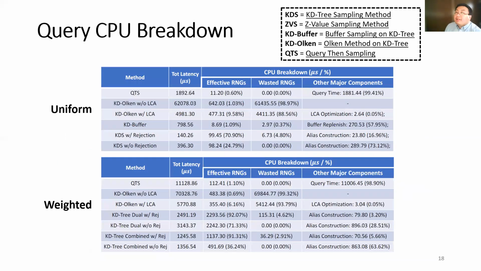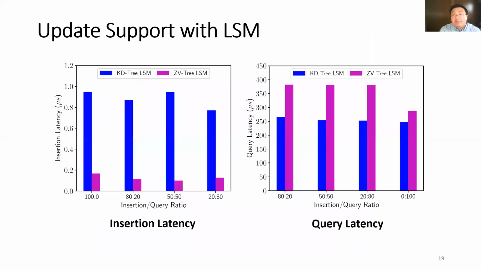We further look into what is actually happening, why our method is faster than others. We do the CPU breakdown, and we can see our methods, KDS with and without rejection and KD tree combined with and without rejection, spend most of the time in effective RNGs and also in alias construction. This indicates that we don't waste a lot of time generating RNGs that eventually become rejected samples. For Oken's method, they spend more than 80%, or sometimes even more than 95%, of their time just doing wasted RNGs.